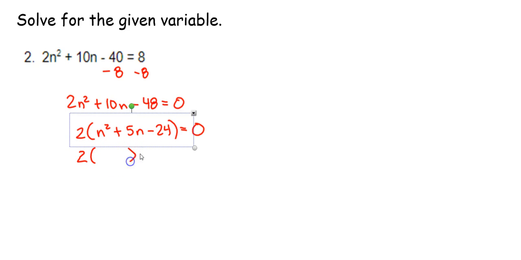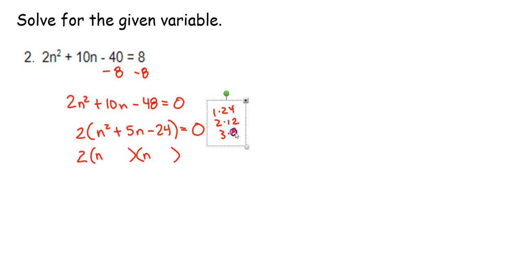On the inside of the parentheses, I know that n times n is going to give me my first term of n squared. I look at factors of 24, so I've got 1 and 24, 2 and 12, 3 and 8, and 4 and 6. So there are a bunch of them here. But I need a difference of 5. So no way I can get a difference of 5 with 4 and 6. With 3 and 8 I can get a difference of 5, so that's going to be the combination that I use. So a 3 and an 8, and I need a positive 5. So I'm going to put my plus sign with the bigger number, because when I add those together, the sum is going to be positive.